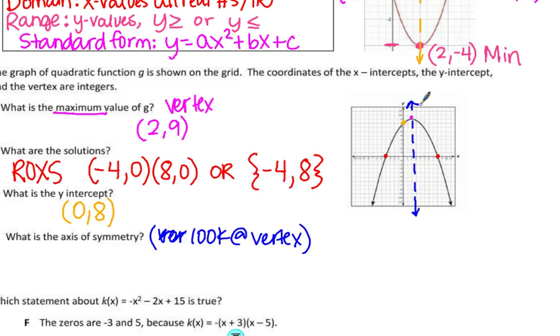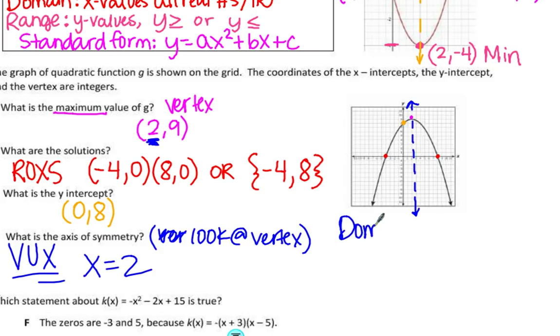All right, and it's always going to be a vertical line, so it's always going to be x equals, look at the x value of your vertex, which was 2, or where it crosses your x-axis, which is also at 2. x equals 2. Off to the side here, I am going to list out the domain and range.